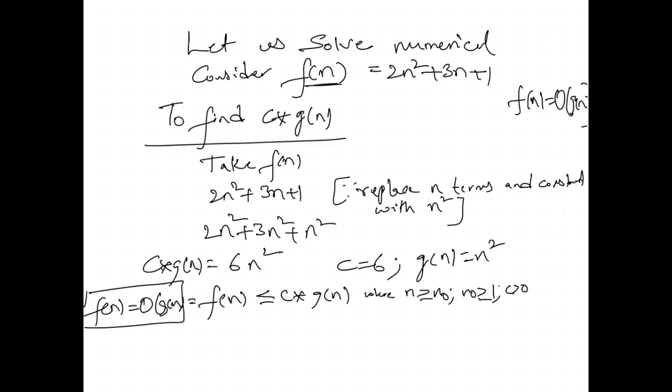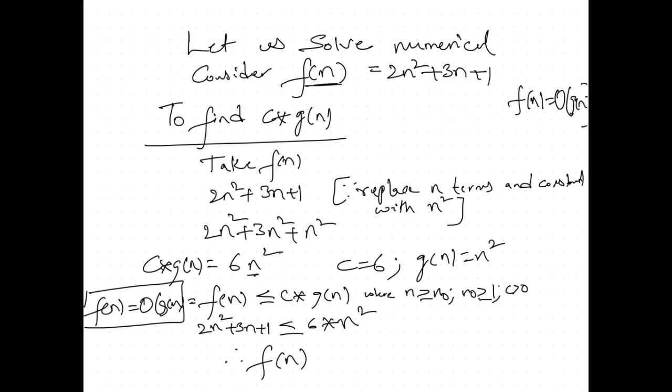So what is f of n? f of n is equal to 2n square plus 3n plus 1, which must always be less than or equal to 6 times g of n. What is g of n here? n square, so 6n square. Now you just check, n naught is greater than or equal to 1. So you just substitute n is equal to 1 here. Now when you substitute n is equal to 1, what happens? The condition is satisfied.